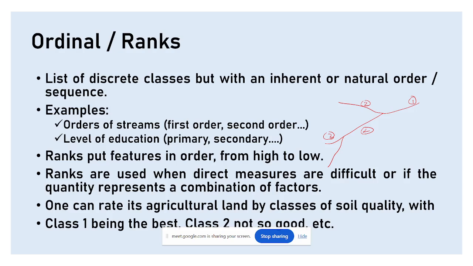They are used when direct measures are difficult or if the quantity represents a combination of factors. So agricultural land can be classified based on the soil quality. Like the one that is best can be given as 1. Class 2 is not so good. Then as you go to maybe let's say class 5, it's just not that good. Okay. So like that, you are categorizing the soil quality. So that is, you're assigning the ordinal or ranks.